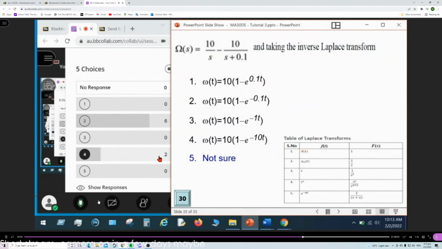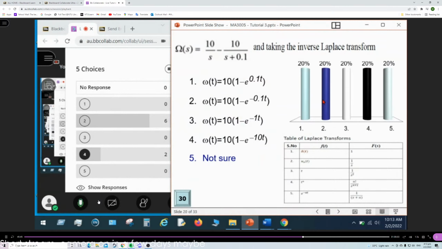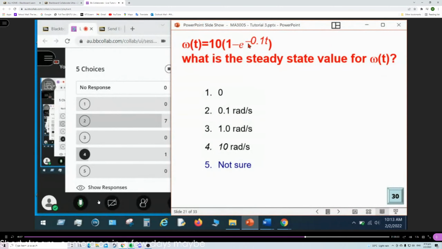So the class is divided. Then you get 2 again. But not guessing. I believe you did real calculation or inverse Laplace transform. This is correct because this one gives you this. Then another one gives you this. Okay. Now, once we have this, you can guess, or you can use this function to do calculation, or to do analysis, or to make the conclusion.